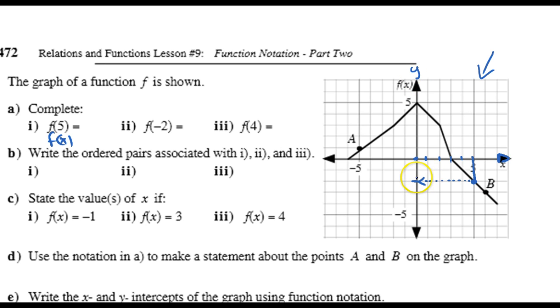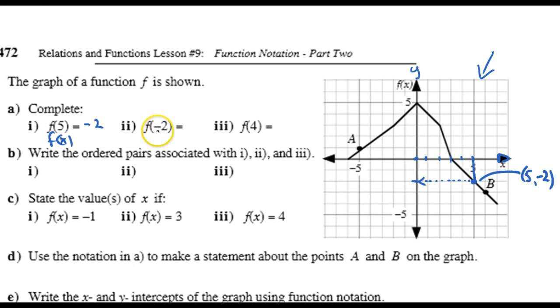So that's -2. And if I wanted to write that as a coordinate, I would write 5, comma -2. And so in other words, when the input is 5, the output is -2. Again, nothing new here. It's just a little different notation.